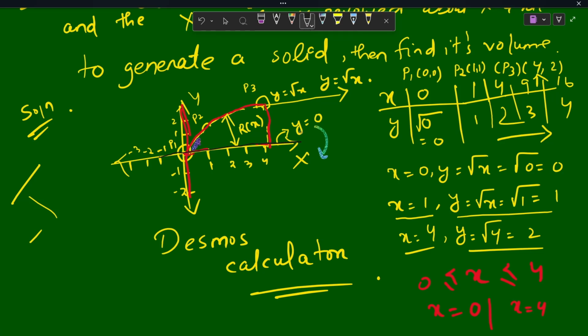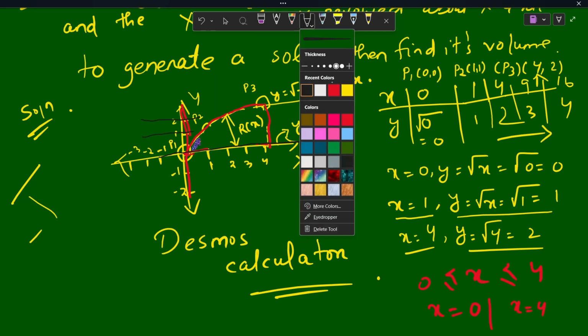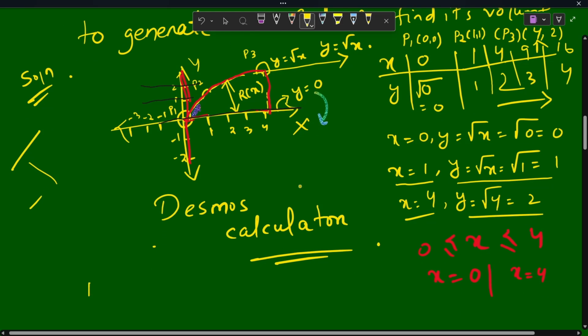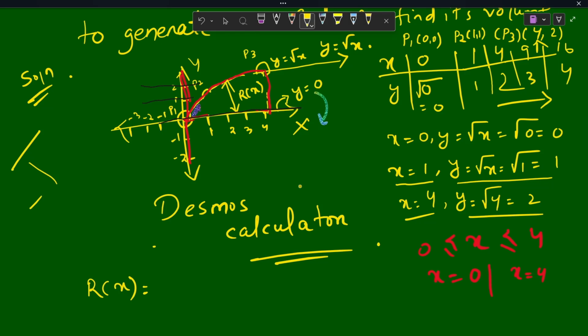Similarly, what will be this line? It would be the x equal to 1 line. Similarly, this line would be the x equal to 2 line, and it is an infinite line. On the x-axis the value of y is 0, so this line is y equal to 0. Now what will be the radius function? The radius function r of x is obtained by subtracting y equal to root x and y equal to 0. So it is root x minus 0, that is root x. From this I have got the radius function as root x.